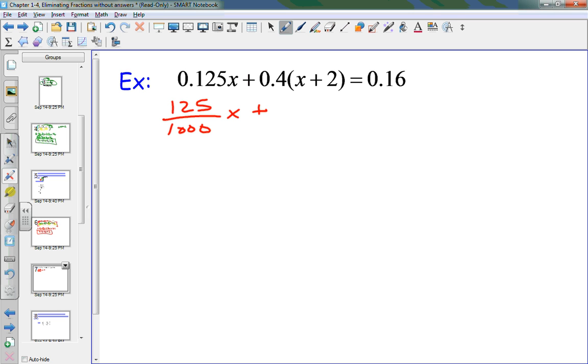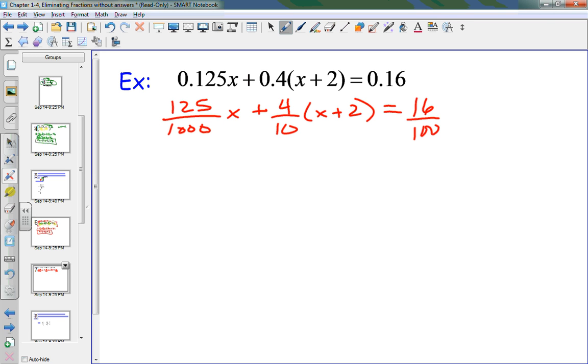x plus 4 over 10, very good, is equal to 16 over 100. Now, could you very easily just leave this alone and deal with the 1,000, the 10, and the 100? You could, if you wanted to. Could we reduce every one of those fractions? If you reduce it, it's going to give you smaller numbers to deal with, and that would probably be beneficial for you.